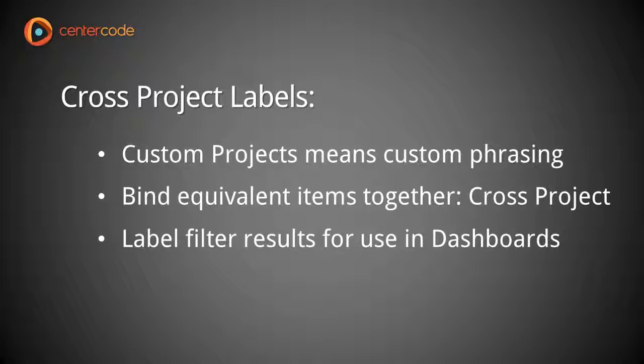Cross-project labels allow you to bind equivalent items together and then compare them across your dashboards. Where they become particularly useful is when you actually utilize these labels to label filter results for use in your dashboards. So for example, you can create a label for open critical bugs. That label can then be applied to a filter within the project, just like in the user management filters or something of that nature, that would then pull the numbers and apply it to your cross-project dashboards.